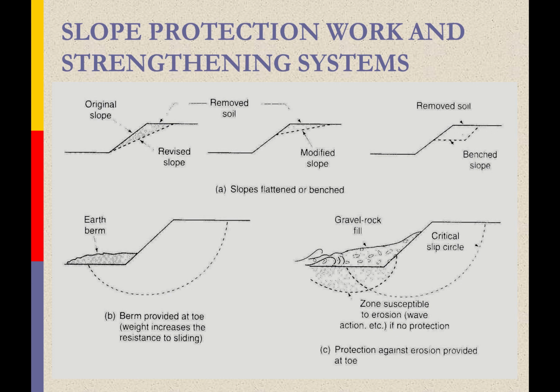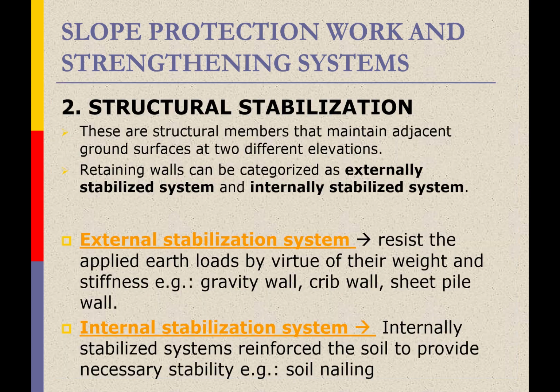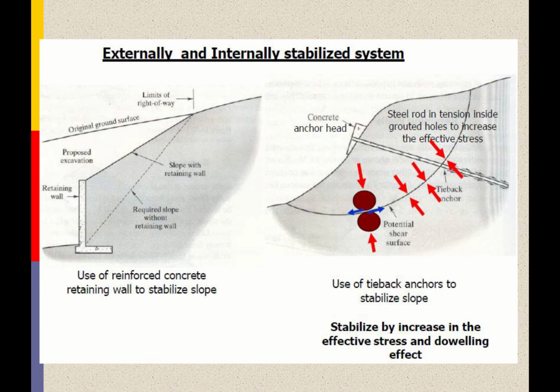You can refer to this figure to give some information for changing geometry and unloading some of the load on the top of your slope. For structural stabilization, you can use external stabilization system. For example, resist the applied earth load by virtue of their weight and stiffness. For example, gravity wall, creep wall, and sheet pile wall. And then internal stabilization system. Internally stabilized system reinforce the soil to provide necessary stability. For example, soil nailing. So these are the examples.